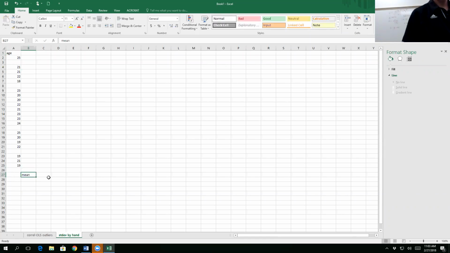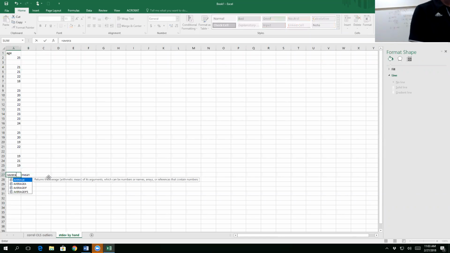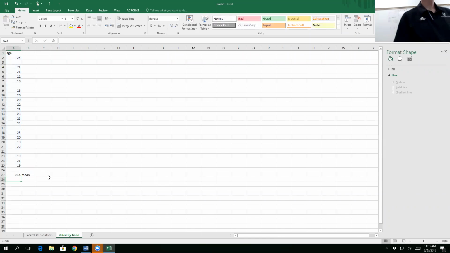Mean, okay? And the mean in this case is, I'll let you use the average command and then say curse Bill Gates when you do it, okay? 21.4. Okay, now I'm going to do data minus the mean.